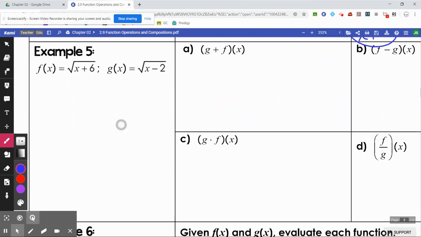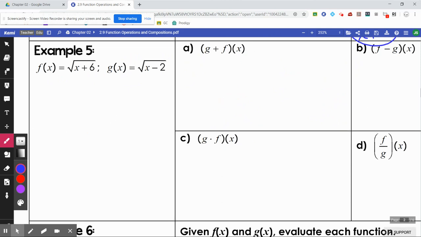Okay, in example 5, let's look at our domain. For f of x, the stuff under the radical must always be greater than or equal to 0. You can't take the square root of a negative. Move the 6 over, so that means x has to be greater than or equal to -6. So x can be any value from -6 to infinity. That's going to be your domain for the first one.